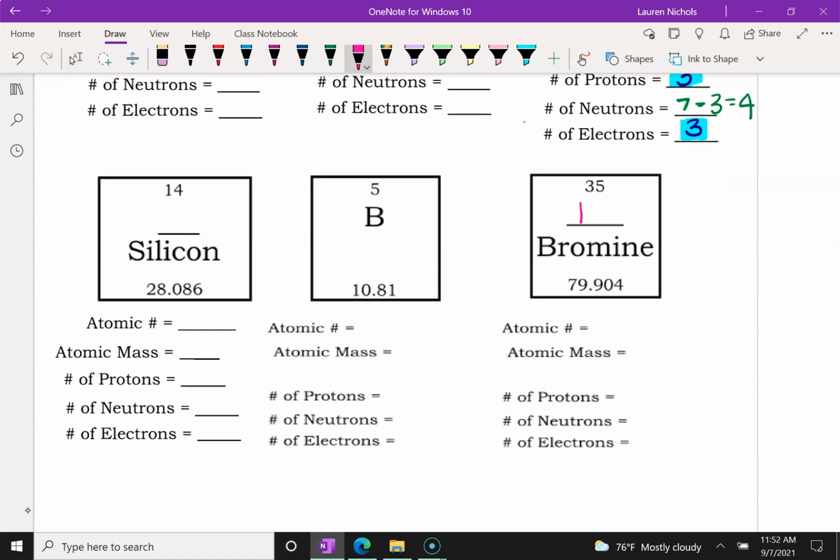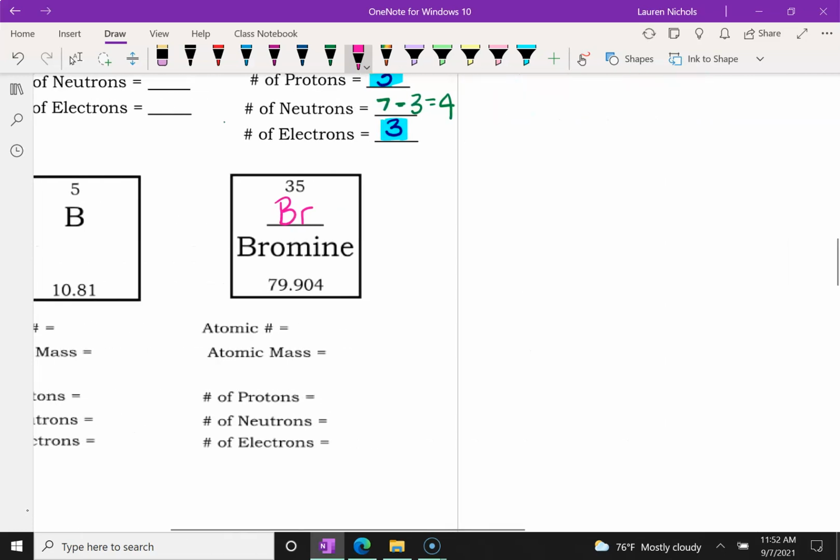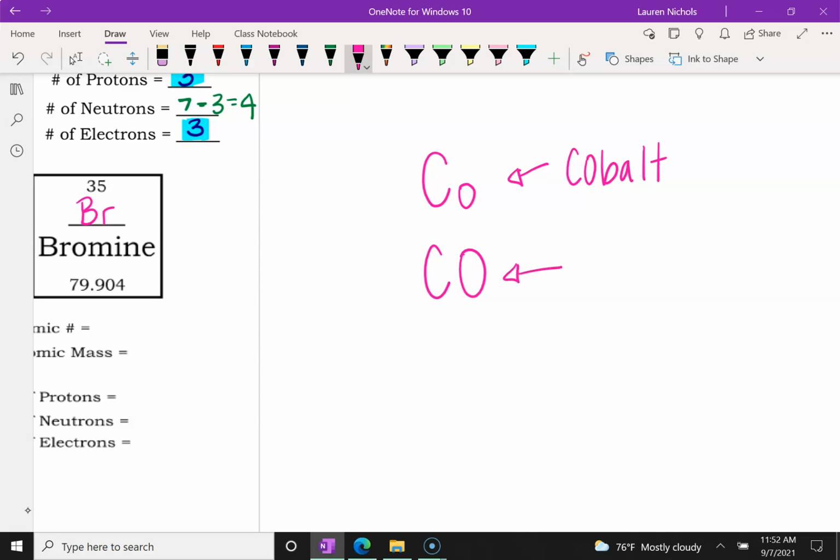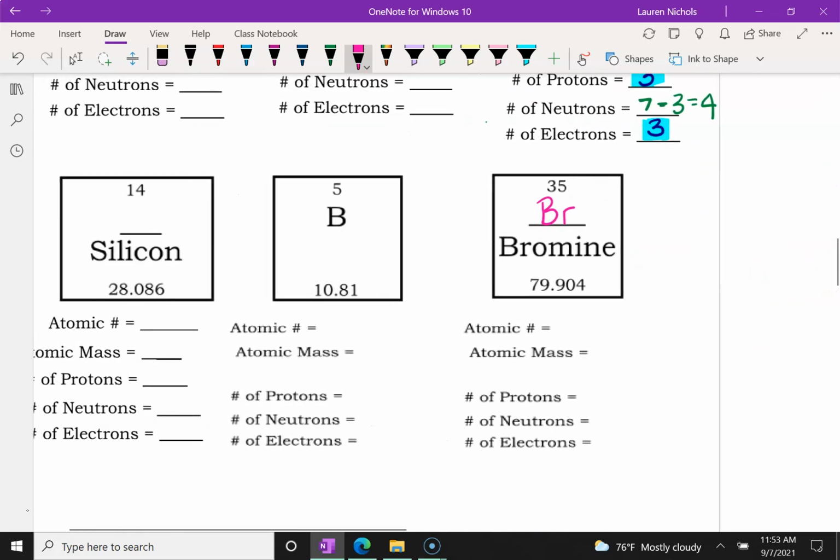So bromine on the periodic table has a symbol of a capital B and a lowercase r. Make sure when you're doing this that you're actually paying attention to capital versus lowercase, because capital C, lowercase o, and capital C, capital O are very different things. Capital C, lowercase o is the element cobalt on the periodic table. But if you have a capital C and a capital O, that means you're talking about carbon and oxygen. So you have two different elements there, whereas cobalt would just be one element. So your uppercase and lowercase letters matter.